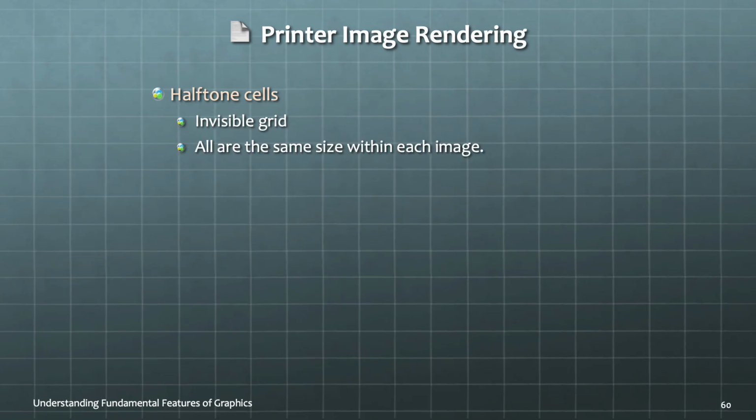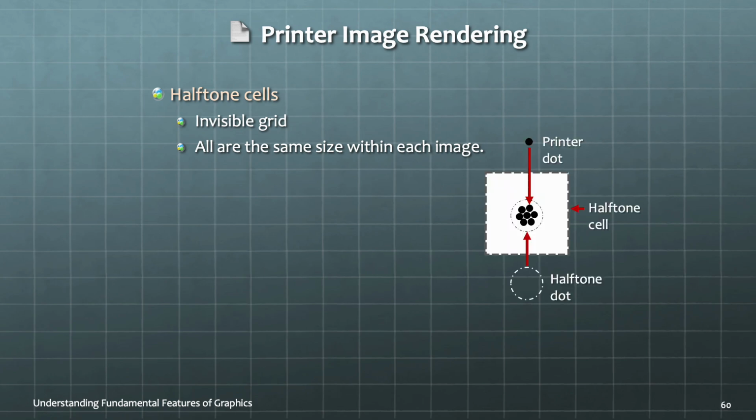The cells are all the same size within an image, like pixels. Here's an illustration of the relationship between printer dots and halftone cells. The printer dots filling a given halftone cell creates the appearance of a single dot of color. This is called a halftone dot. Halftone dots are the same as the concept of pixels, since they're both containers of smaller dots.